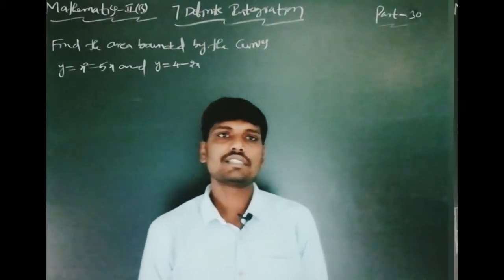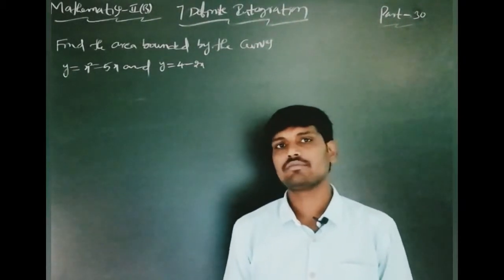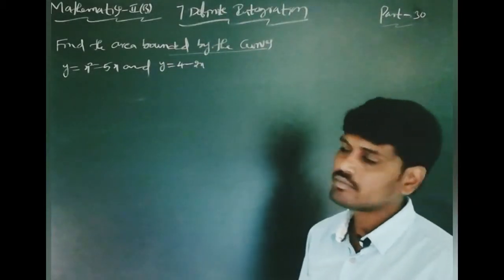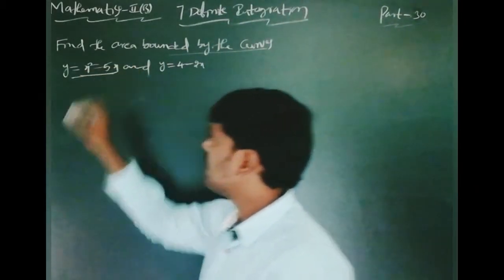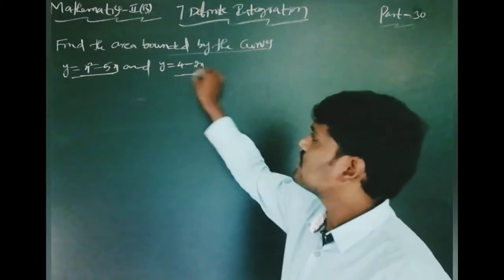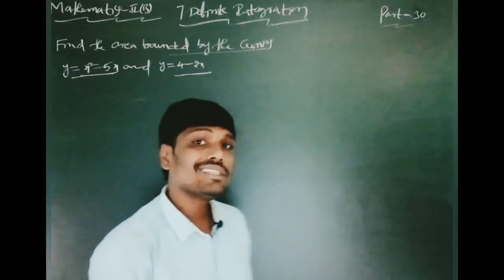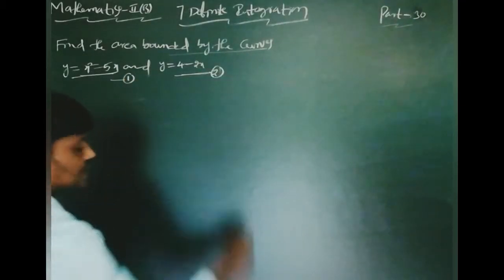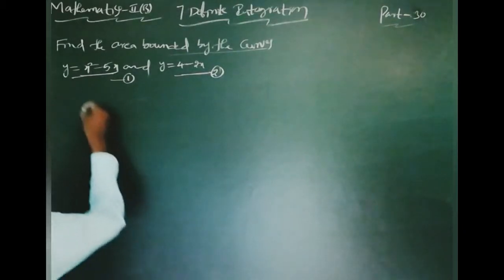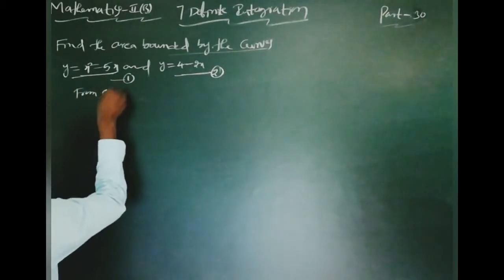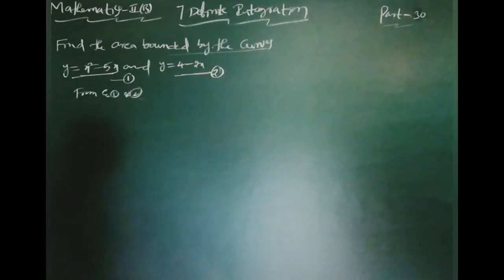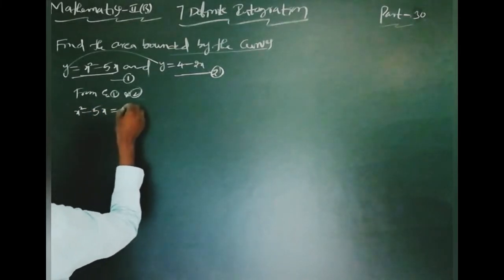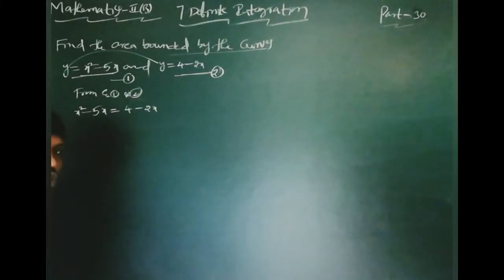Next today's assignment or homework problem is, what is that problem? Find the area bounded by the curves y is equal to x square minus 5x and y is equal to 4 minus 2x. In this problem you can write this one is equation 1, this one is equation number 2. After that from equation 1 and 2, both LHS parts are equal, RHS also be equal. X square minus 5x equal to 4 minus 2x.